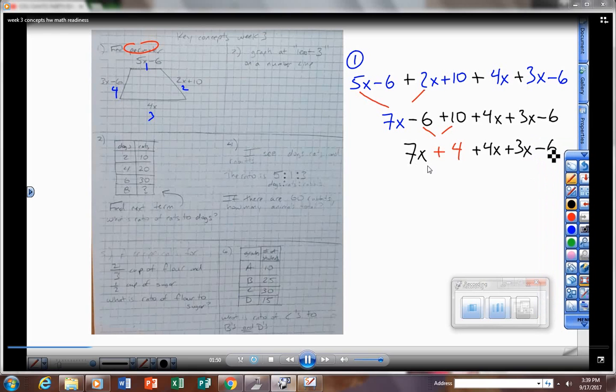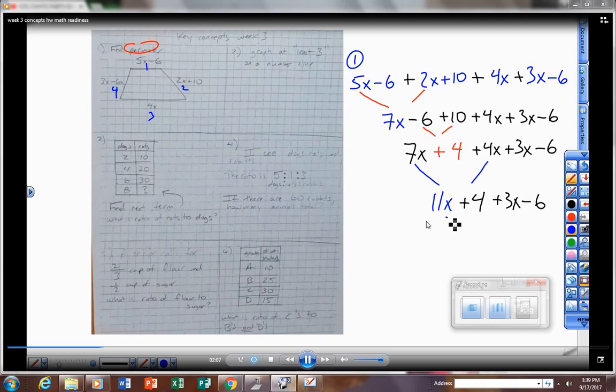Still going left to right. Cannot combine 7x plus 4, so I'm going to combine the two x terms, 7x and 4x, to get 11x, bringing everything else down, the 4, the 3x, and the minus 6.